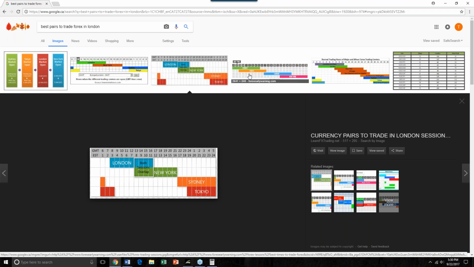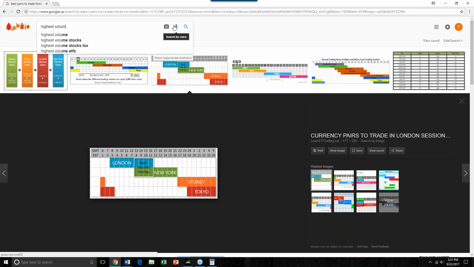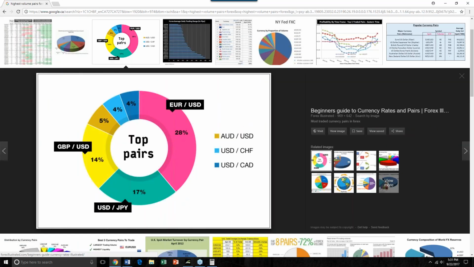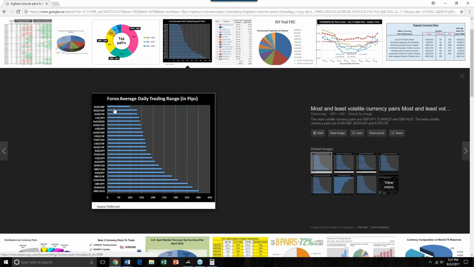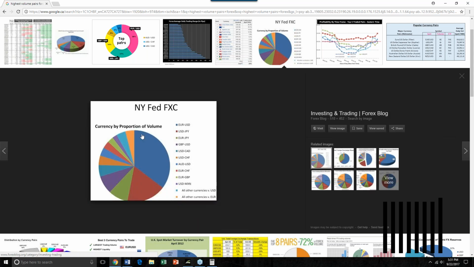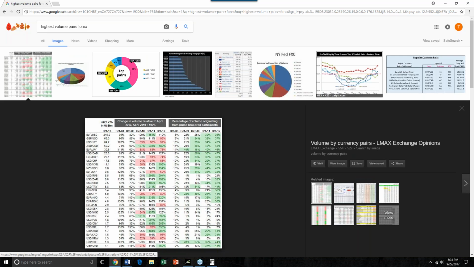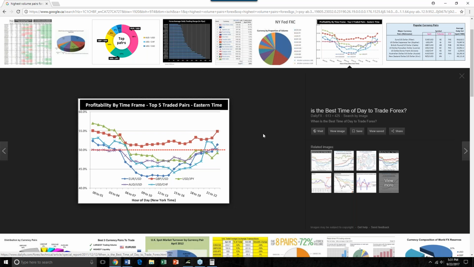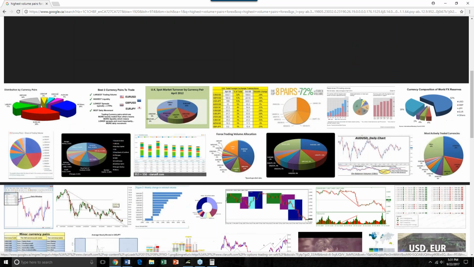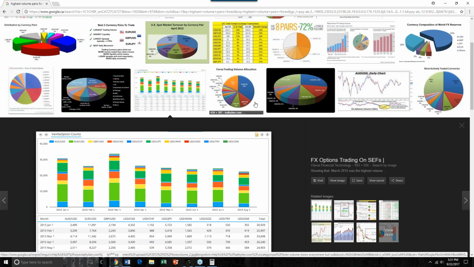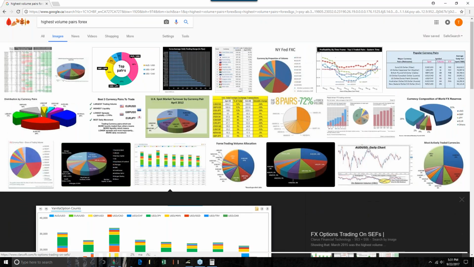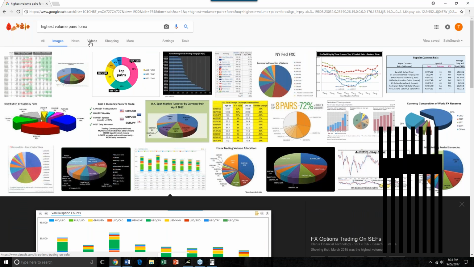A lot of you think that there's some magic here. Highest volume pairs Forex. You can see what people are doing, the average trade. You can do all this stuff yourself, and you can figure out what's happening and the volume, what's going on. All you have to do is just Google and figure out what makes sense for you. You can see the currency, all the strength, all the correlations. This is stuff you guys should be doing on your own. I shouldn't have to tell you to use Google.